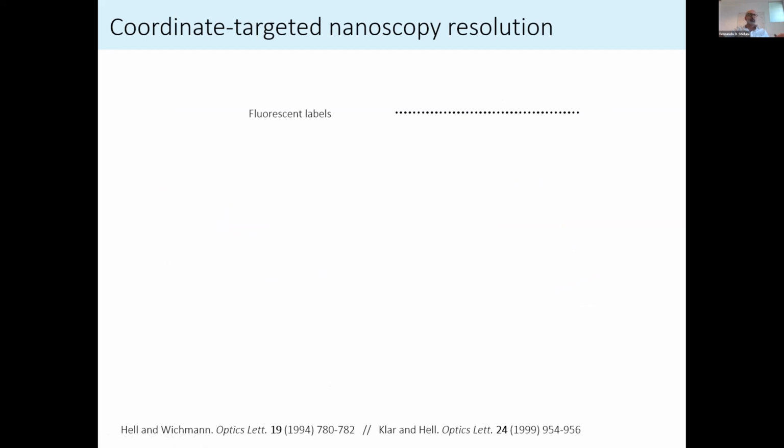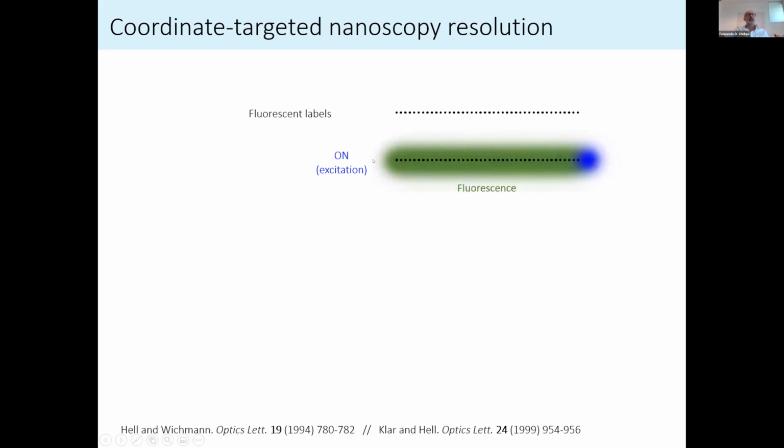The second family is a directed family of techniques, or coordinate targeted nanoscopy. In this case, again, we will switch on and off fluorophores, but in a different way. Imagine you have now this line of fluorophores, and the distance between them is again shorter than the diffraction limit. If we illuminate them with a focused laser beam, it would look like that, more or less. And if we record this fluorescent signal from them, we will obtain this kind of signal. Rather continuous signal, we cannot tell where each molecule is.